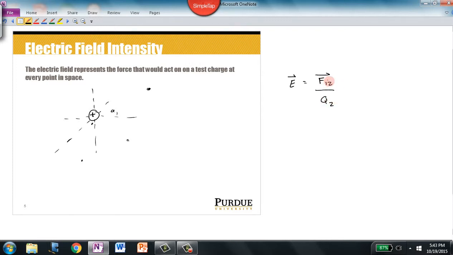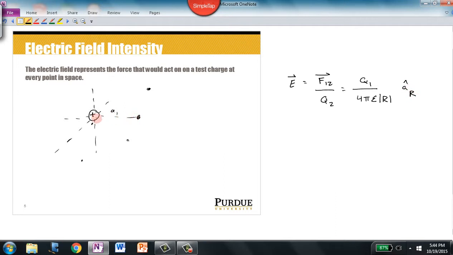So this is Coulomb's law right here. We just divide Coulomb's law by Q2. And so what this is, it's Q1 over 4 pi epsilon times the magnitude of the radius away from the charge squared, and we give it what's called the radial unit vector. This is a new thing. So what is the radial unit vector?